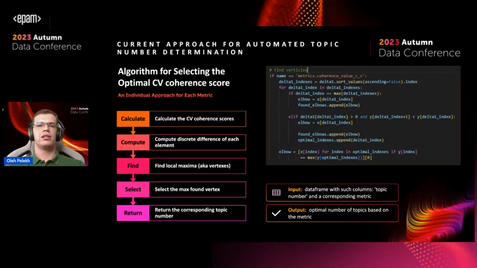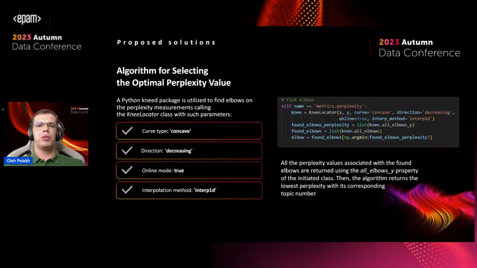After it's selecting the optimal number of topics with the highest coherence score. Here you can see a code snippet on the screen, and it's in Python. So let's move next to the optimal perplexity value. This value is selected in a slightly different way. For that, we use a Python kneed package.